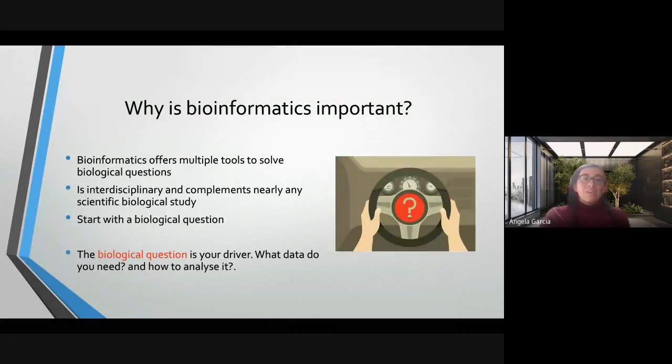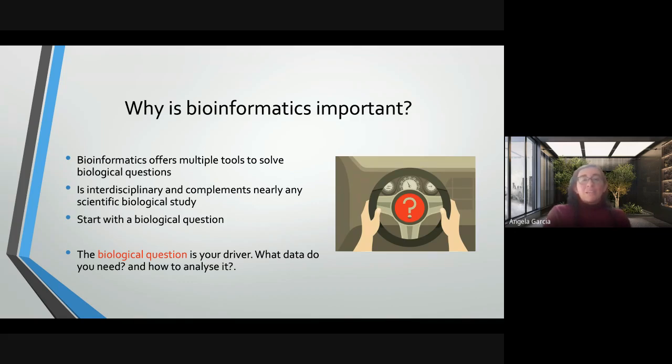And so that's just one of the many reasons for why bioinformatics is important. Bioinformatics offers you multiple tools to solve different biological questions. It is interdisciplinary and it complements nearly any kind of scientific biological study. What you have to think about, starting now, is: okay, I have this biological question. What data do I need? How can I get it? And how can I analyze that? And in that, bioinformatics is key.